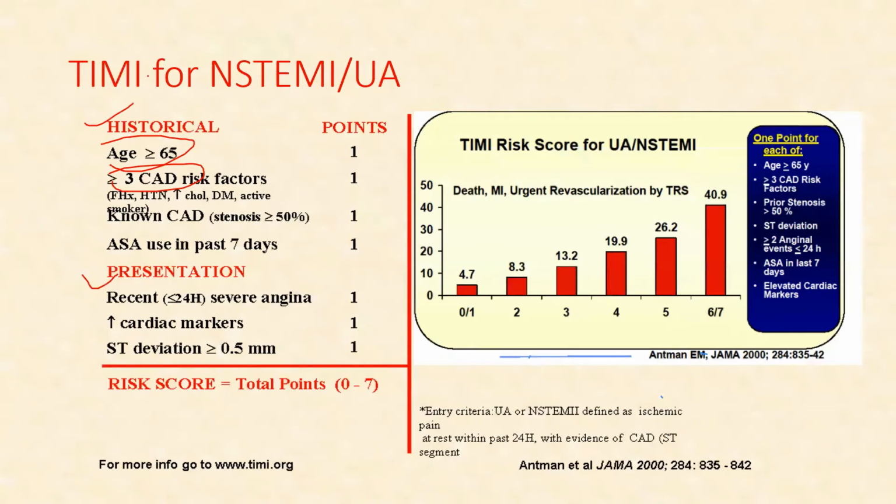Now, when we go for non-STEMI and unstable angina, we have age more than 65 given 1. Three risk factors given 1. Coronary artery disease stenosis more than 50 is given 1. Aspirin use in the last 7 days given 1. Recent severe angina 1. Elevated troponin 1. ST segment deviation 1. So they are 0 to 7, and it defines the 14 days mortality.